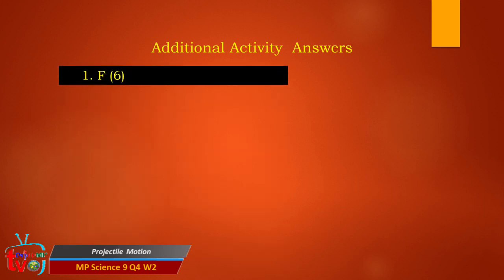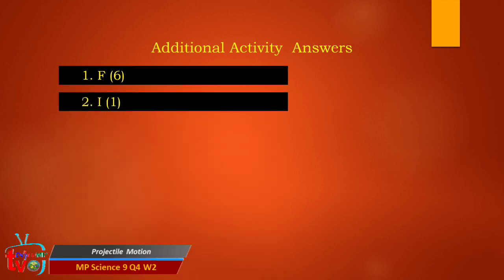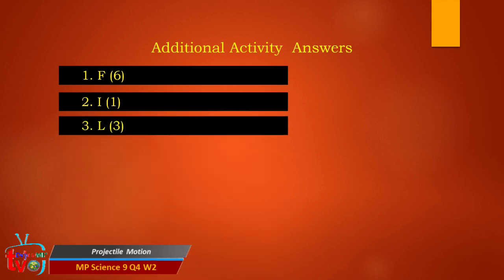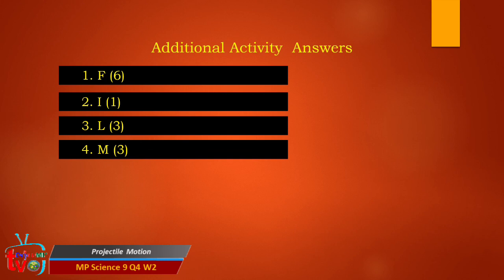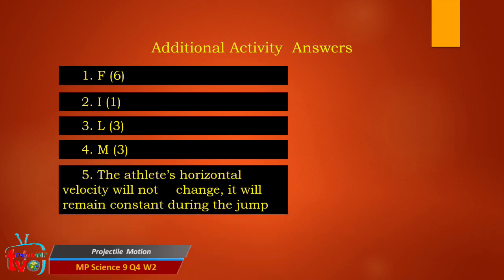Let us now go over the answers of the additional activity. Number 1, F is at point 6. Number 2, I is at point 1. Number 3, L is at point 3. Number 4, M is at point 3. And for number 5, the athlete's horizontal velocity will not change. It will remain constant during the jump.